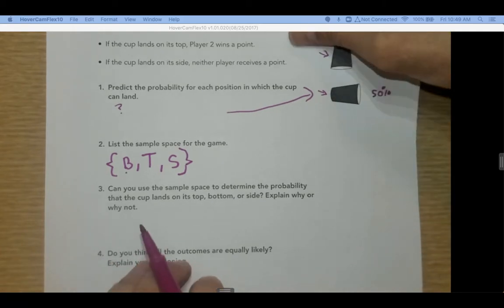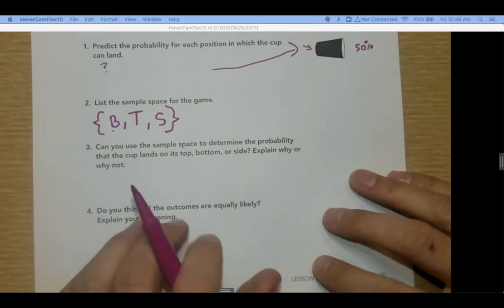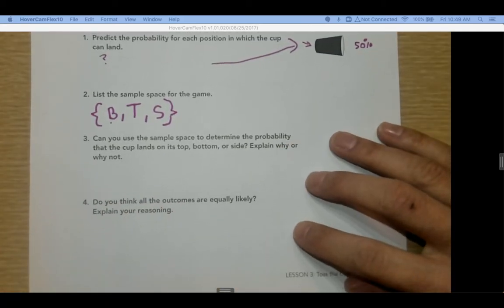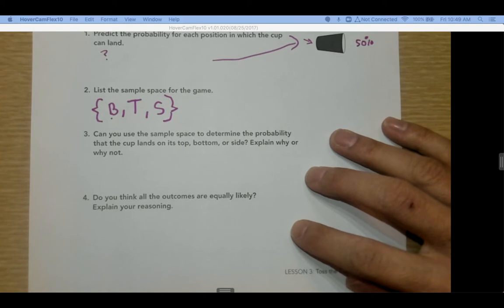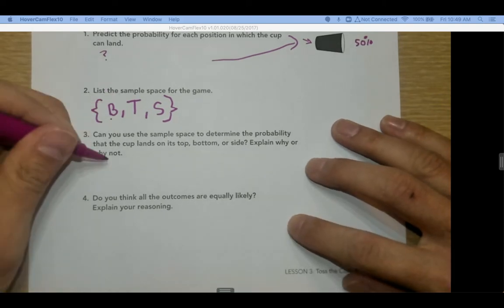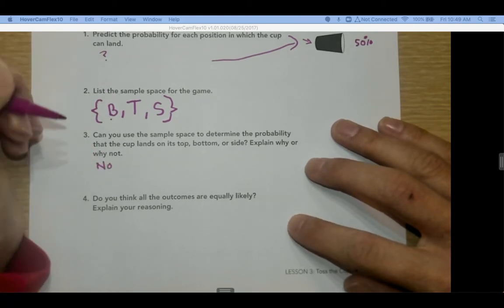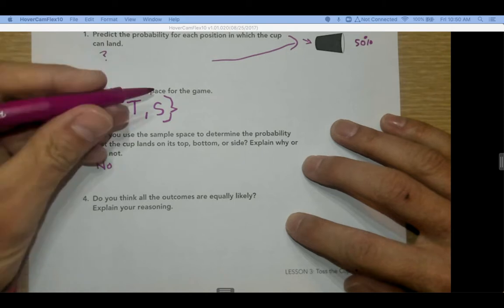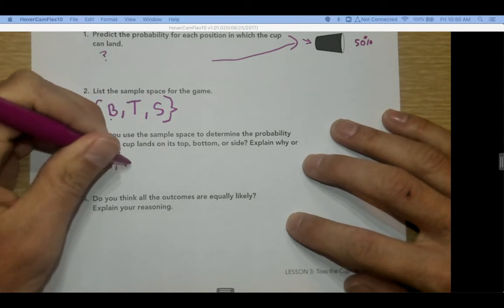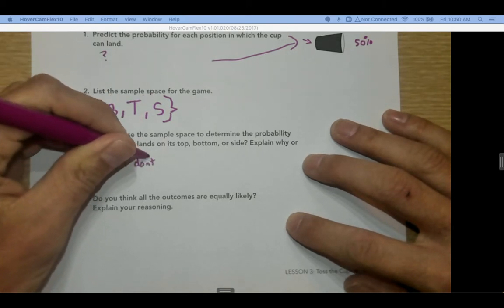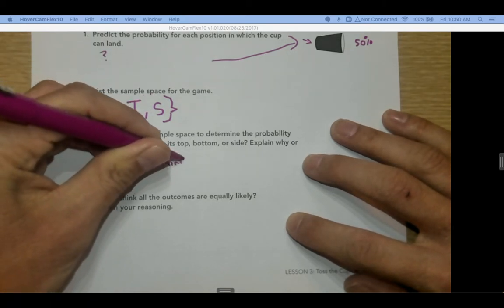Can you use the sample space to determine the probability that the cup lands on its top, bottom, or side? Explain why or why not. No. I don't think so, because these outcomes are not equally likely.